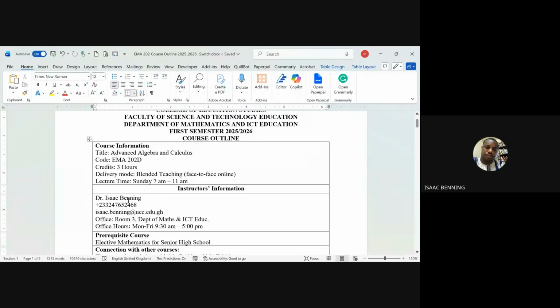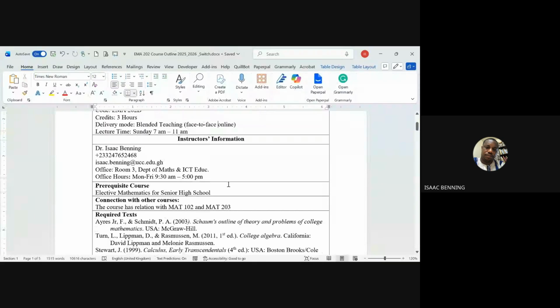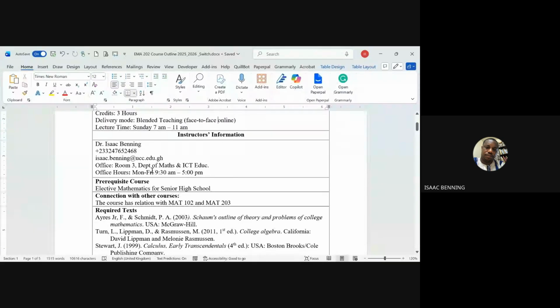Then this is my information. If you want to reach me, this is my contact number. This is also my email. When you come to campus and you want to locate me physically, you come to the Department of Mathematics and ICT Education. It is at the old site. And my office room number is 3. So anytime you come to campus, pass by and let us have fun.